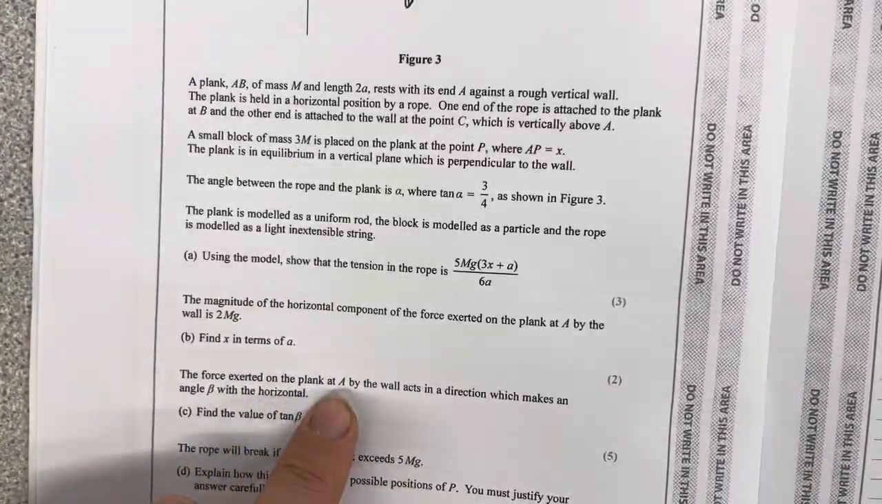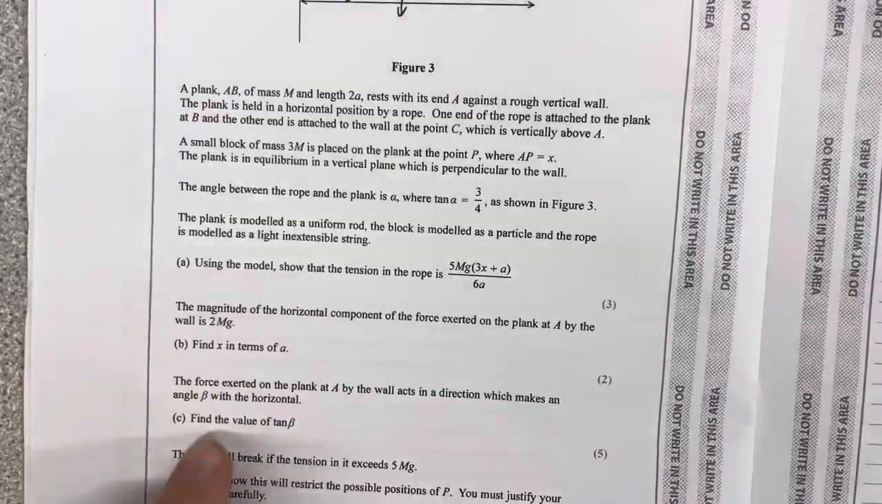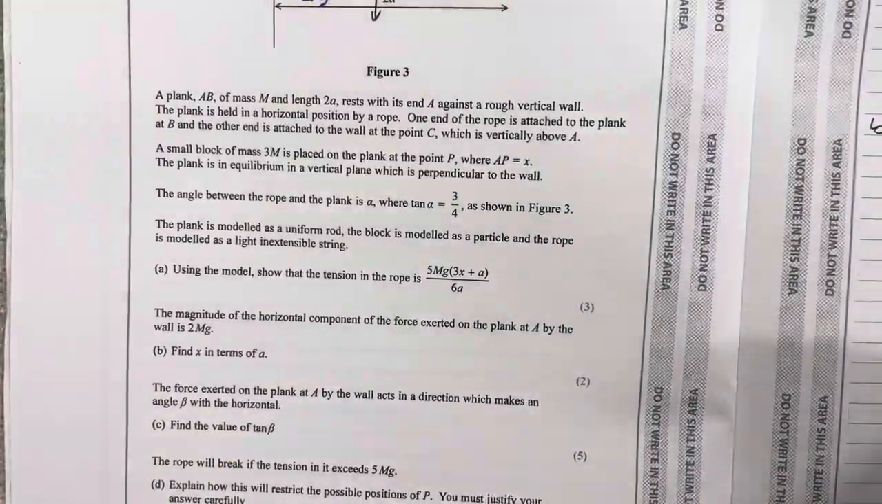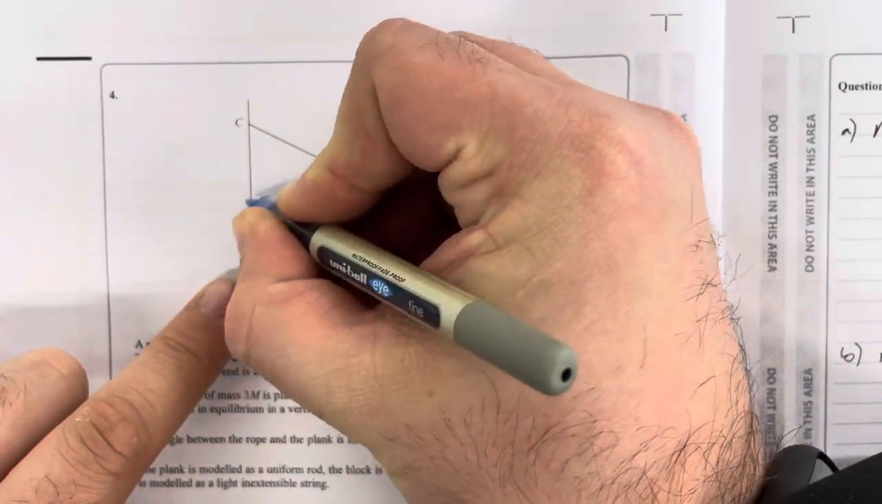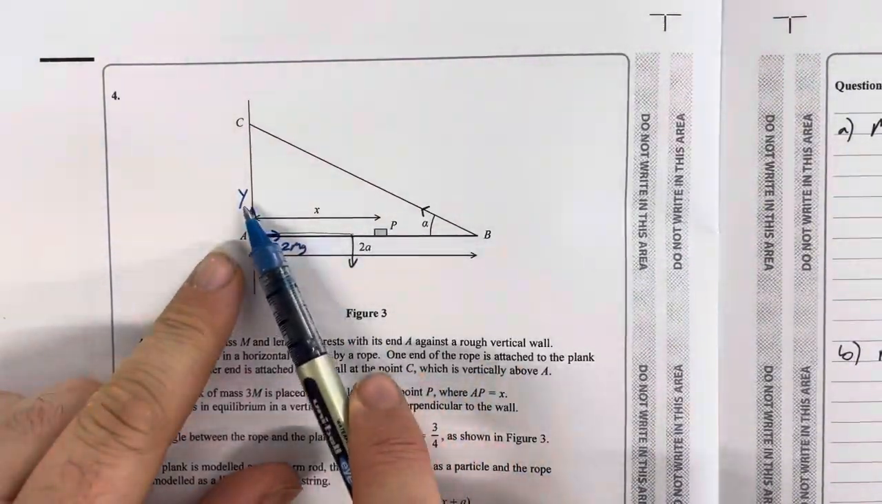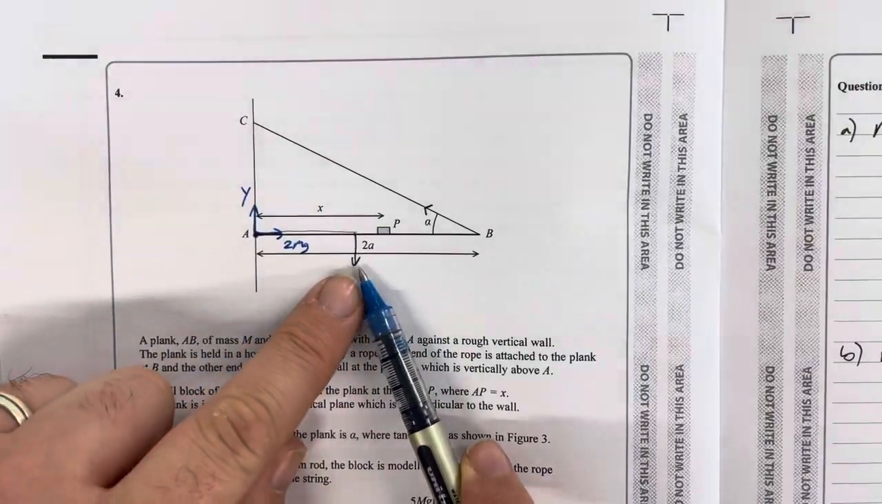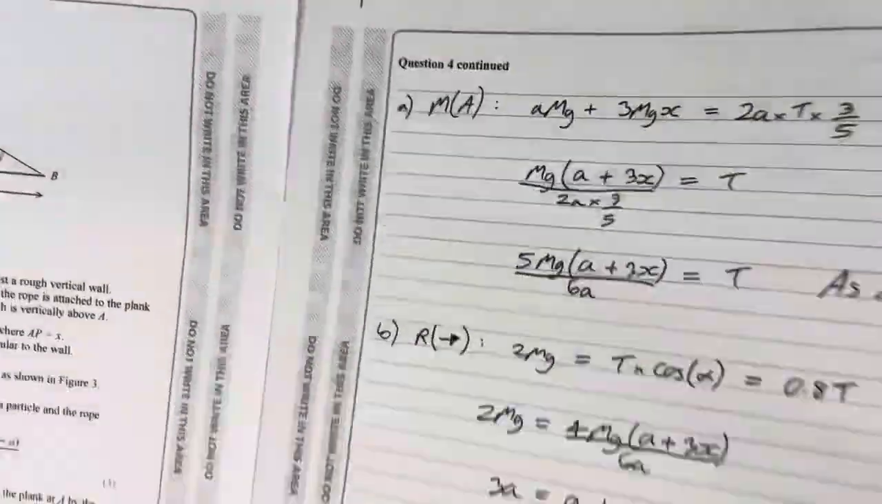Okay. The force exerted on the plank at A by the wall acts in a direction that makes an angle beta with the horizontal. Find the value of tan beta. So we've got the 2 mg acting this way, but there's also going to be a vertical force acting that way. If that's negative, hey ho, it doesn't matter. It just means it's acting downwards. We've got the vertical forces, the y, the weight of the plank, the weight of the box, and the tension. So I just need to resolve vertically here.